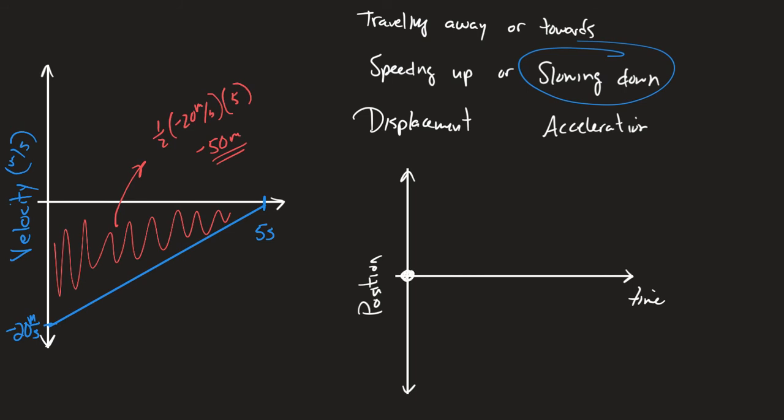So assuming it started from the origin, which is not an unreasonable thing to do since that was the whole worksheet yesterday, you may have started it somewhere else, but I didn't give you a starting place. Even so, what you draw next should look the same. So I see a slope of negative 20 at the start, which means I should have a slope that is negative at the start. After 5 seconds, the object has traveled negative 50 meters.